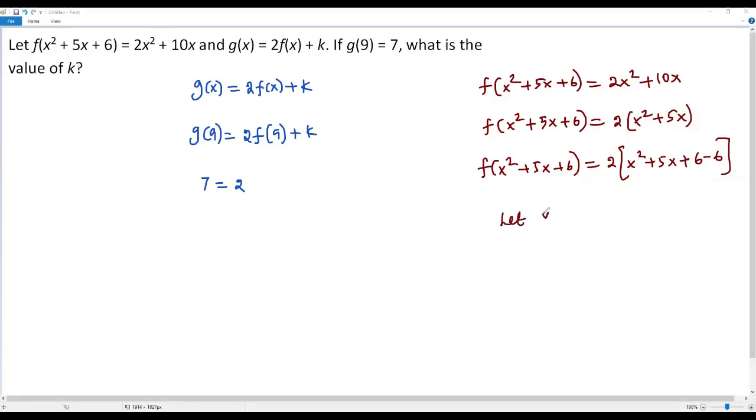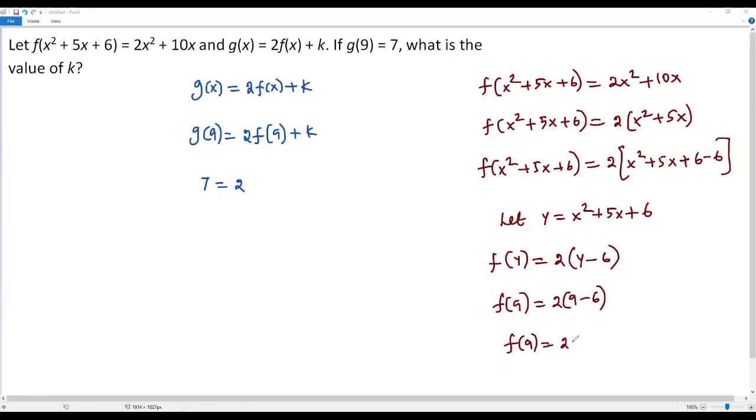Now let me assume a new variable y for this expression, that is x² + 5x + 6. Now we can plug in this y for this expression over here. Then we get f(y) = 2 times, on the right side also, for this expression x² + 5x + 6 we can plug in y. Then we get y, and apart from this we have negative 6: 2(y − 6). Now I got the function f in regular format, that is I just have a single variable inside the parentheses. Now to get the value of f(9), I have to plug in 9 for y over here and here. Then I'm getting f(9) = 2(9 − 6). 9 − 6 is just 3. Then we get f(9) = 2 times 3, which is 6. Now I got the value of f(9), that is 6.